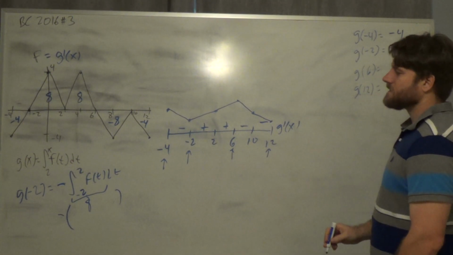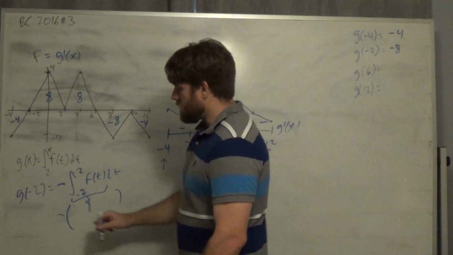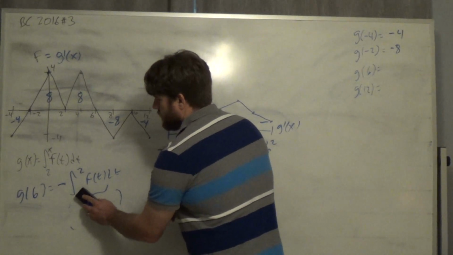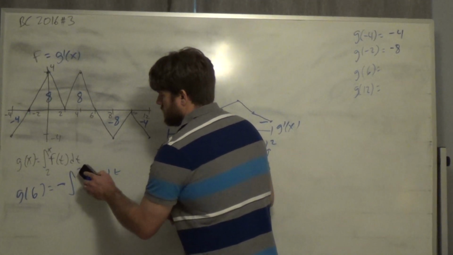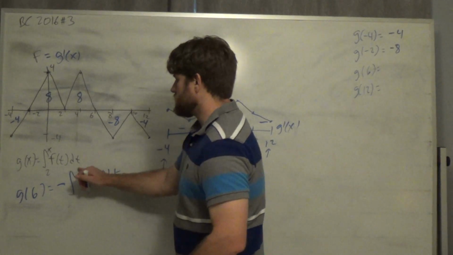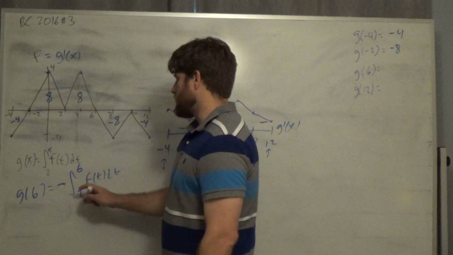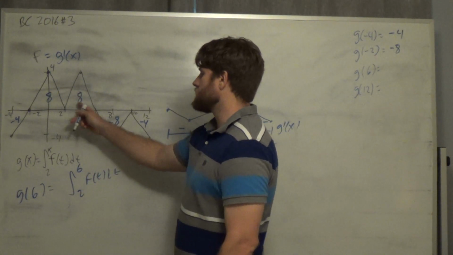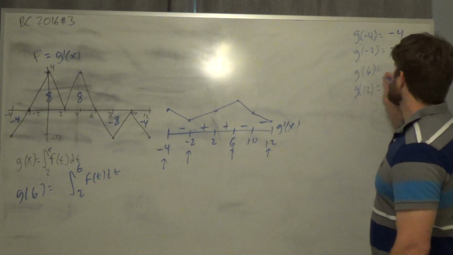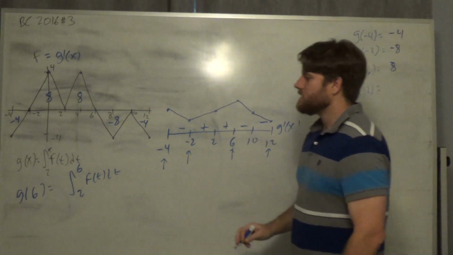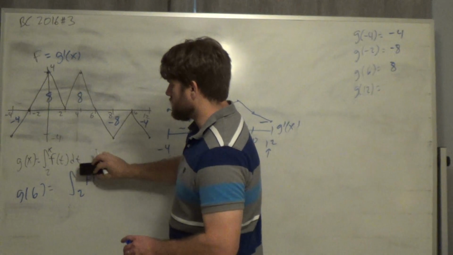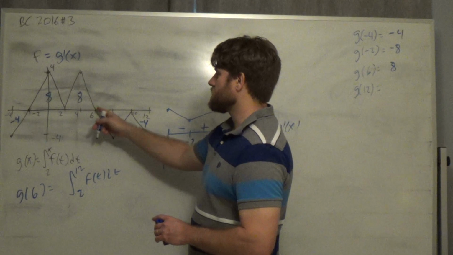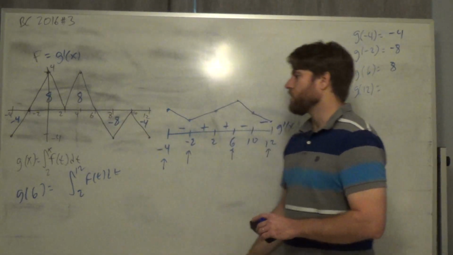Alright, now let's find g of 6. So g of 6, and this time no flipping necessary, it's already in the right order. So g of 6 is just the area, no negative in front, from just simply 2 to 6. So the area from 2 to 6 is 8. And now we need g of 12, which is the area from 2 to 12. And that's 8 minus 8. So 8 minus 8 is 0, minus 4 is a -4.